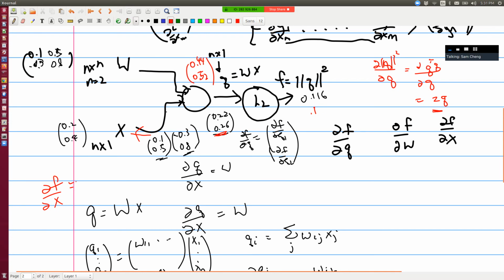Hello, Dr. Sam. Yes? How did you get 0.116? Oh, okay. This 0.116 is this q squared, where q is this guy here. I just wrote down the number, sorry about that. This is equal to 0.22 squared plus 0.26 squared. Okay, thank you.